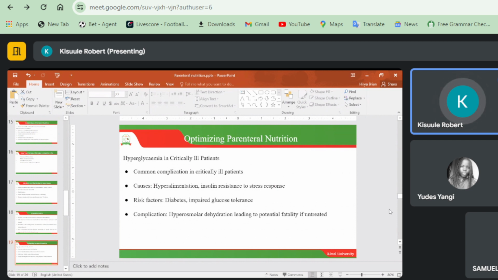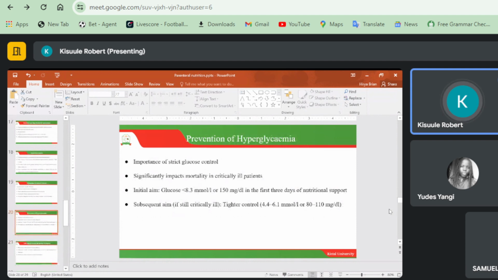But we have said that the hyperglycemia, or the increase in the blood glucose levels, could happen due to this, and also the insulin resistance linked to the stress response. Other risk factors could be the diabetes and also the impaired glucose tolerance, and the complication of the hyperosmolar dehydration leading to potential fatality or potential death if untreated.